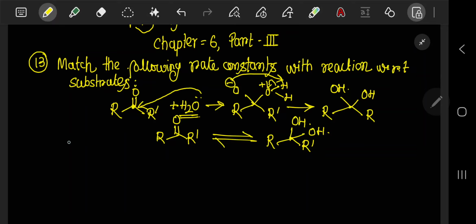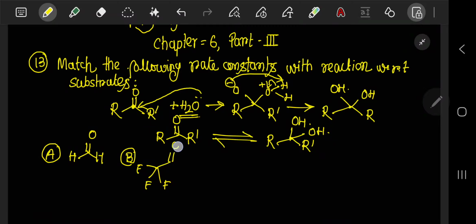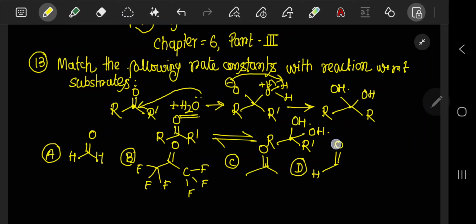Now I am writing the substrates. First one is aldehyde. Second one is the fluorine. C is the ketone. D, Cl, and E is the aldehyde. Okay.